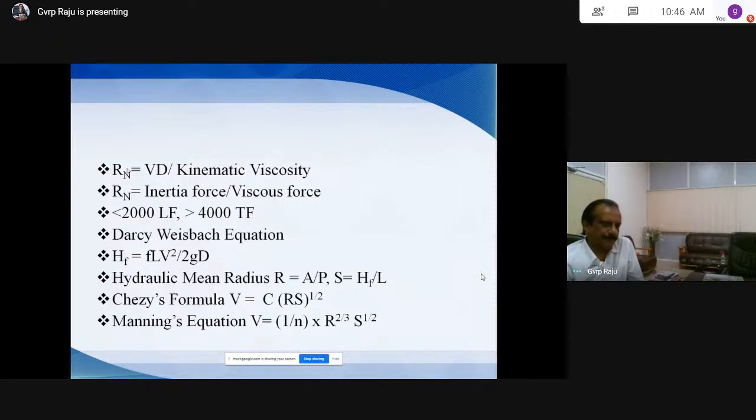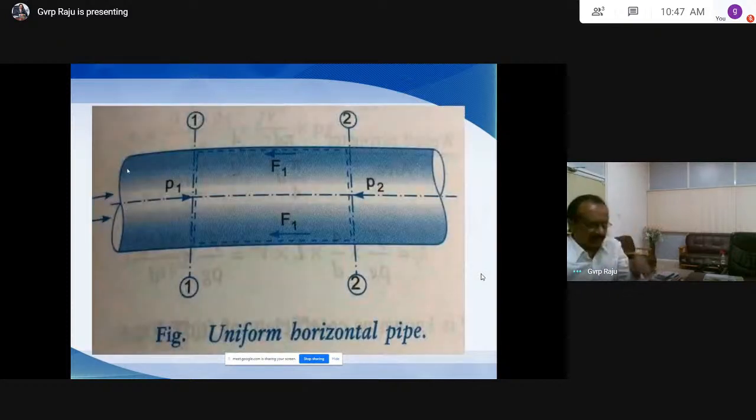Darcy-Weisbach equation: hf is equal to f L V square by 2 g d. This is a famous equation, and I will give one or two steps on how to arrive at this. It is a very famous equation for finding the head loss due to friction. Just follow the concept of friction here.